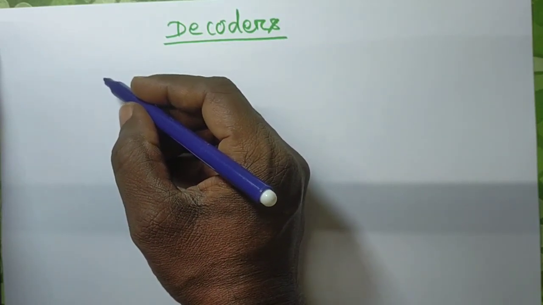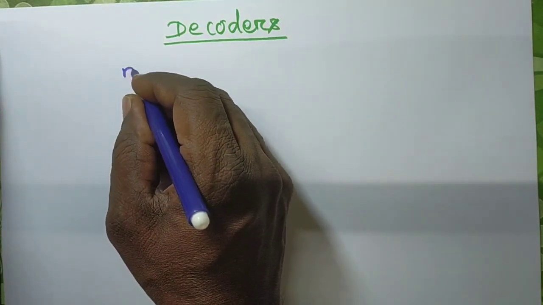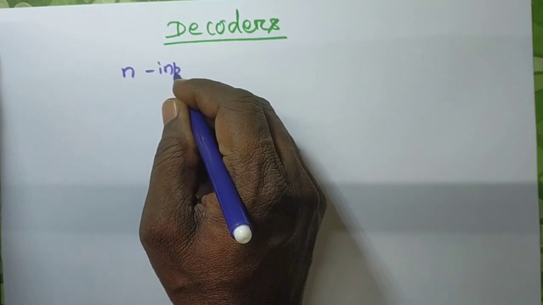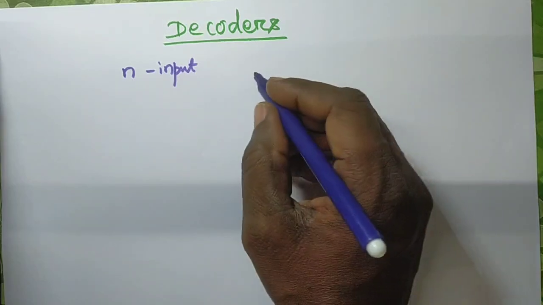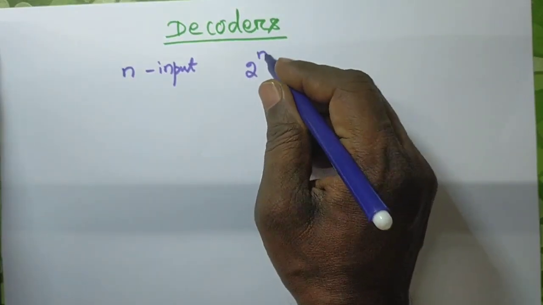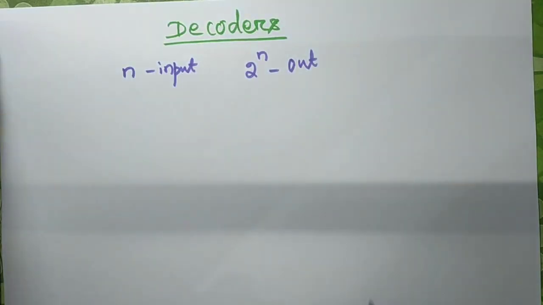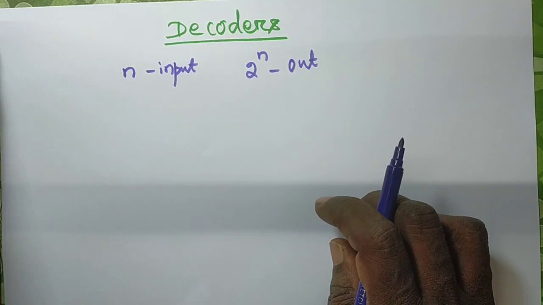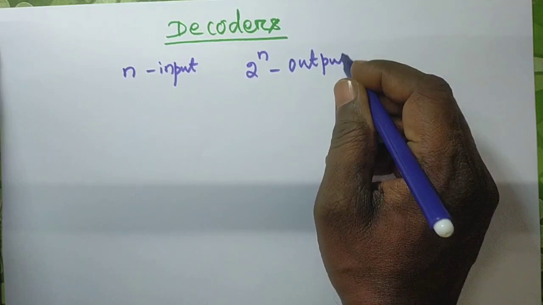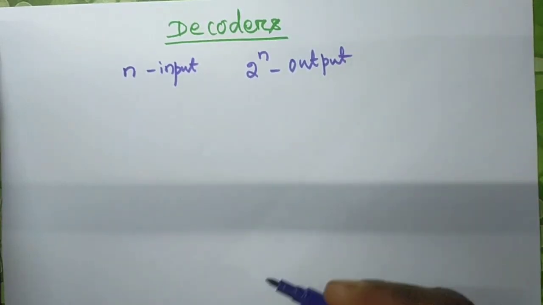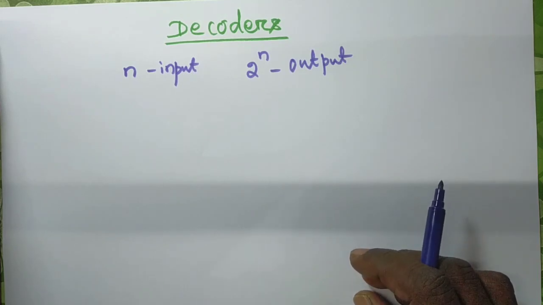converts binary information from n inputs. Suppose we consider n inputs. Then how many outputs can we get? We get 2 to the power n outputs. If we provide n inputs to the circuit, then we get 2 to the power n outputs. So this is the number of inputs and outputs whenever we use these decoders.